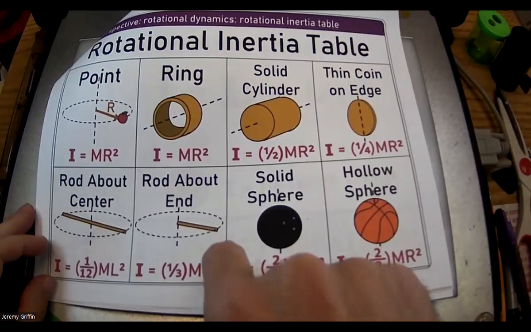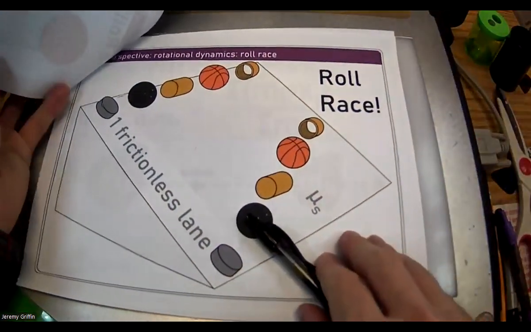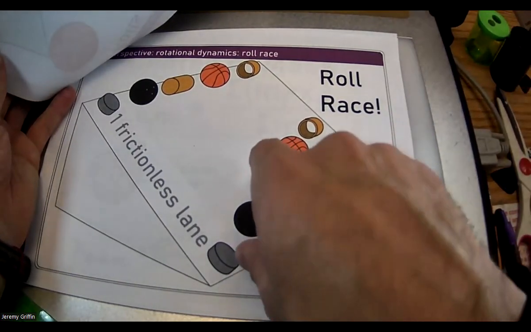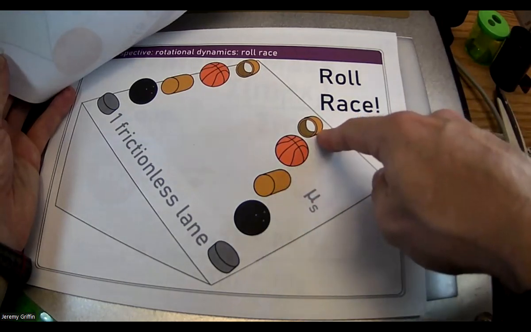Suppose you set some rolly objects on an incline, let them roll down. You guys remember that these roll down at different rates. So somebody's going to win this race. Looks like the bowling ball is probably going to beat all these other rolly objects.